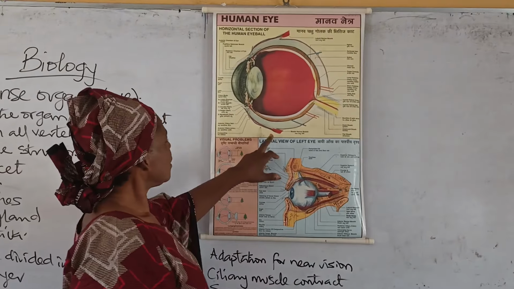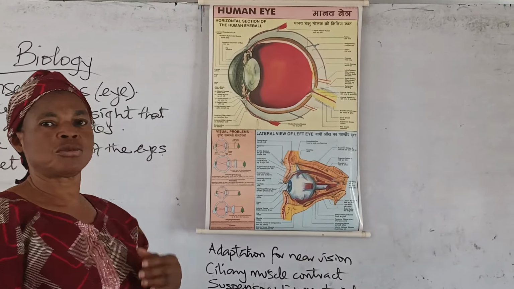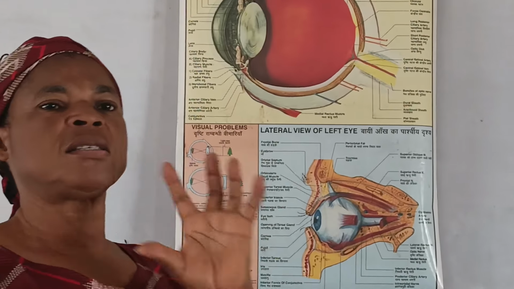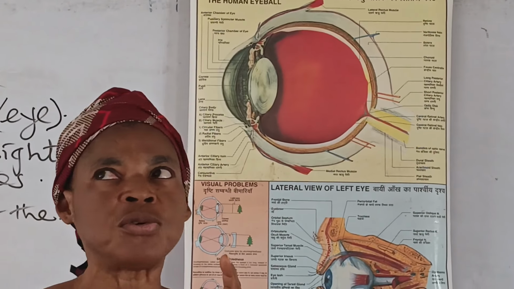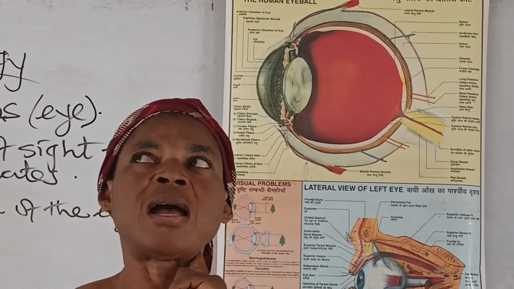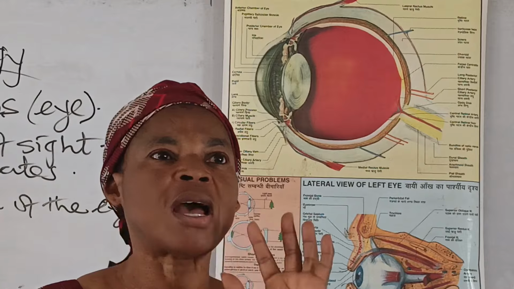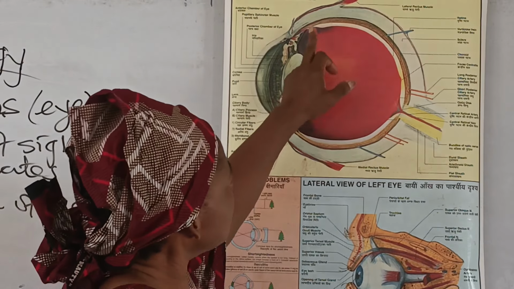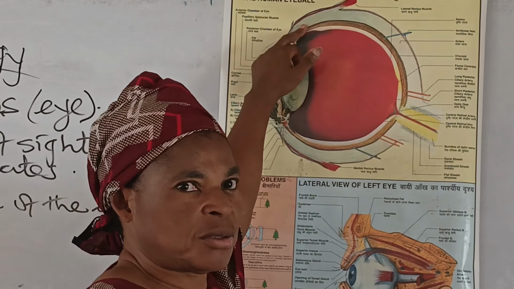You can see these are the 6 muscles that are attaching the eye to the eye socket. The 6 muscles enable the eye to move in all directions without moving the head. That means I can look sideways, I can look up, and I can look down without moving my head.